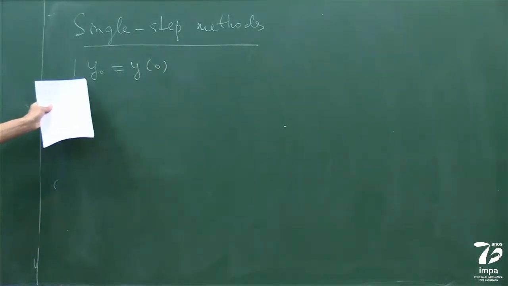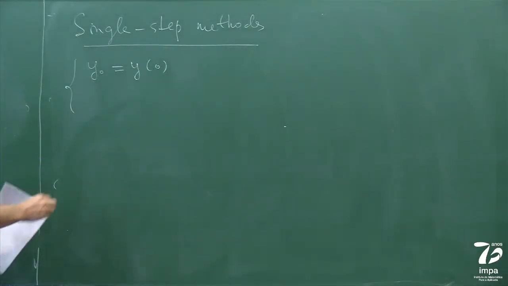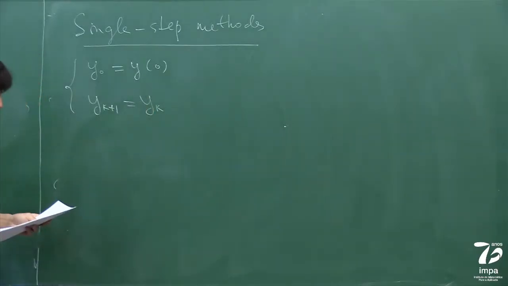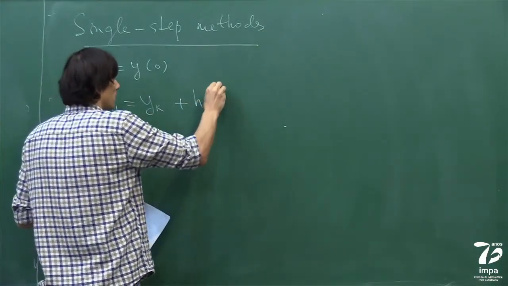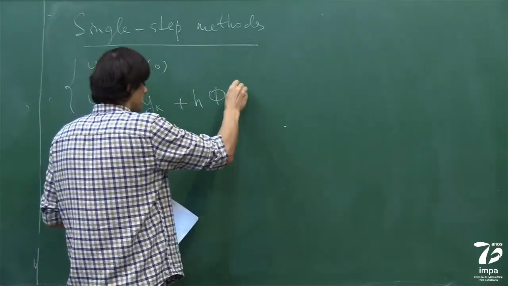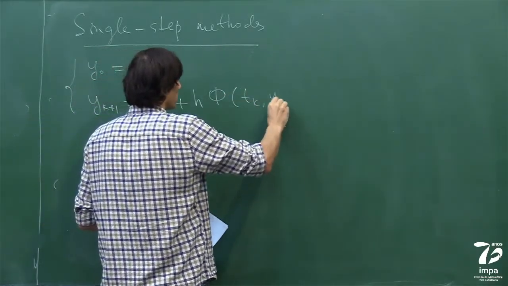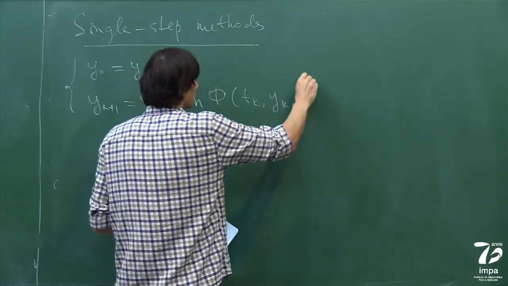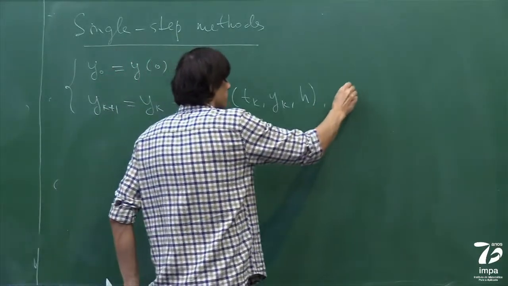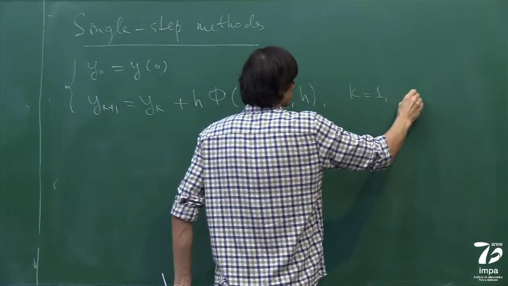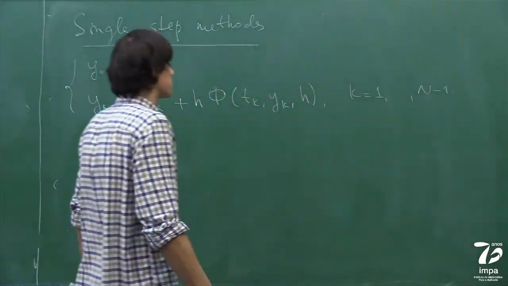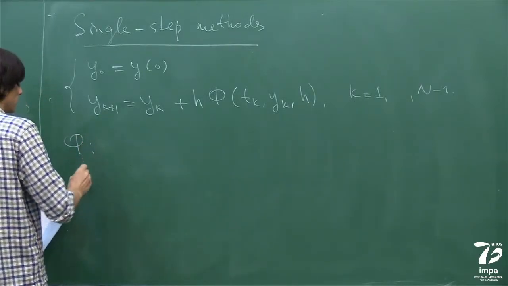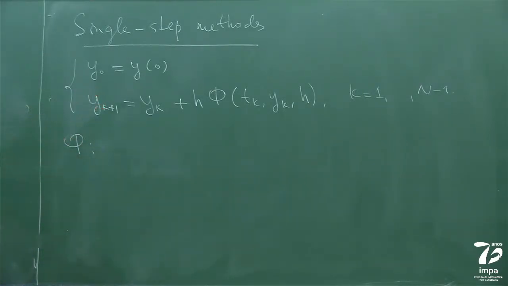The initial step is given by the initial condition, and then every next step is given using the previous step plus h times some function. Right? Some function which depends on three variables: on time, the previous state, and the step. This is for the other steps. So the step is defined by this function, capital phi.